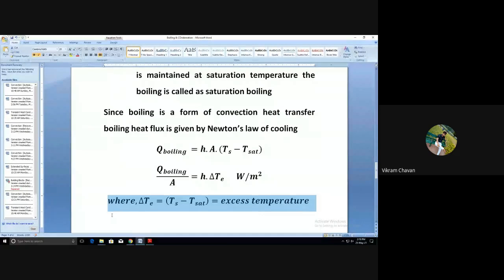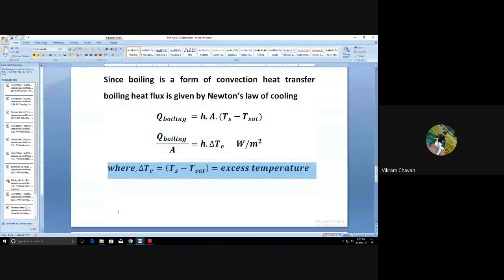The curves which are drawn for the heat flux versus excess temperature are called boiling curves. We have to draw the variation of the heat flux versus the excess temperature. Excess temperature will be on the x-axis, and heat flux will be on the y-axis. Those curves are called boiling curves.